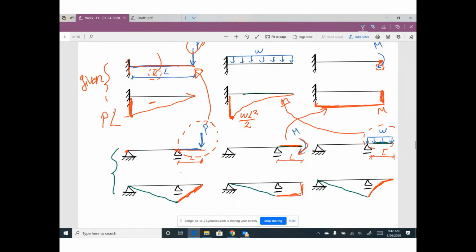This one will not be given in the exam because these shapes look like this one, these shapes look like this one, these shapes look like this one.